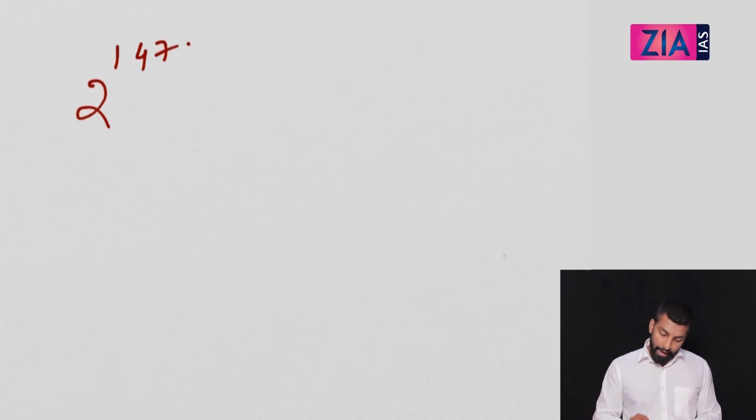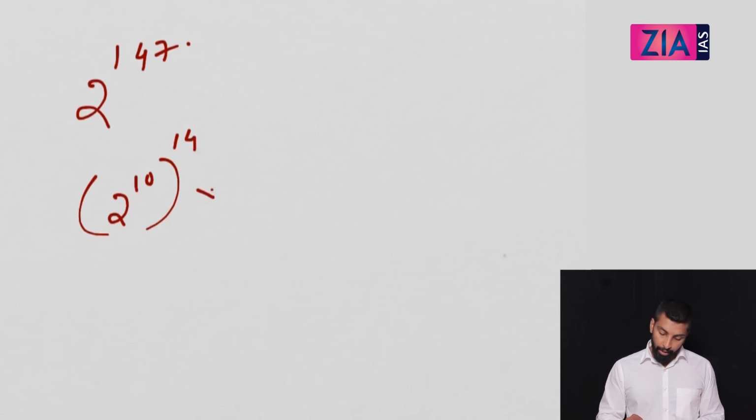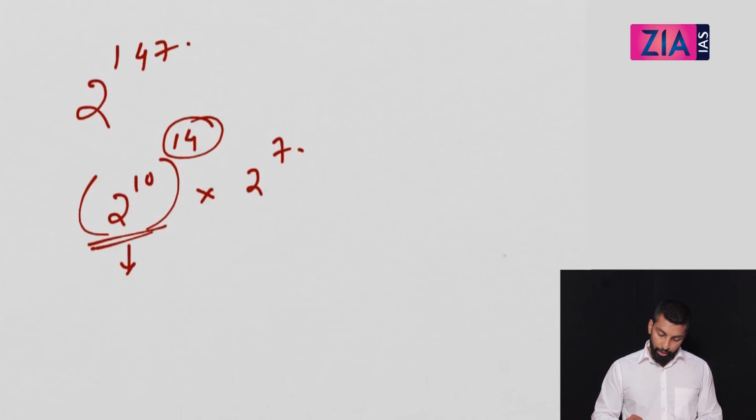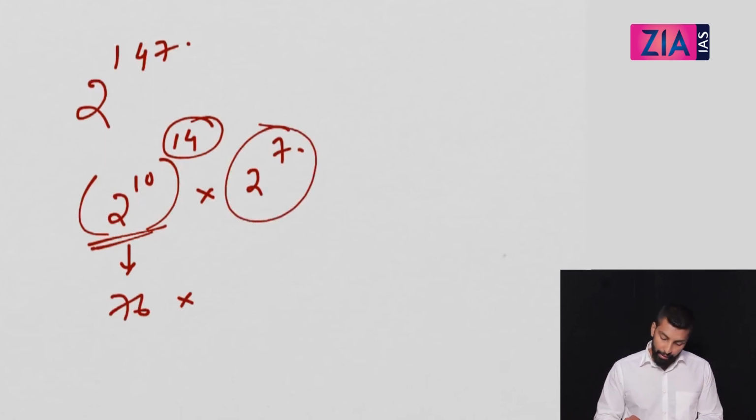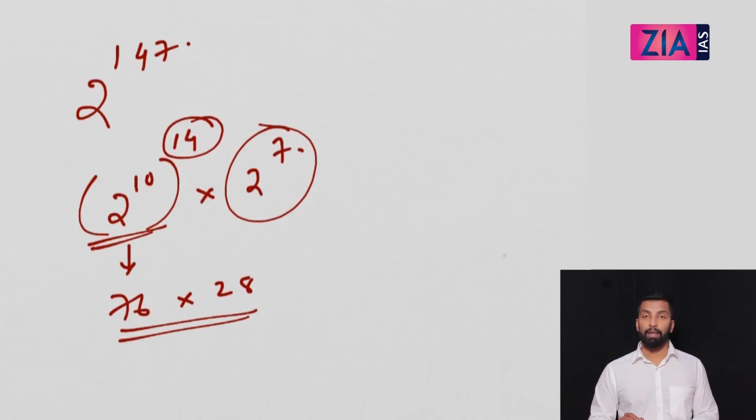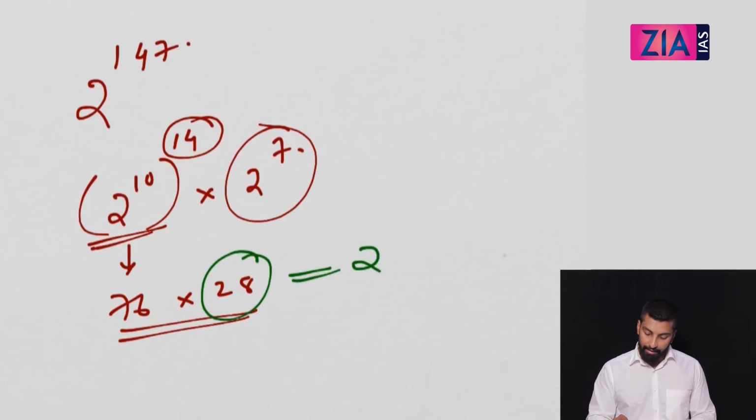Let's take a number 2 raised to 147. Okay, now how will you write it? 2 raised to 10 raised to 14. 140 is covered into 2 raised to 7. And this is even, so you know this is going to end in 76. 2 raised to 7 is 128. What we need is 28 only. Now you can multiply this, you'll get the answer. Now I tell you one interesting thing, when you multiply with 28, you'll get 28 itself as the answer.